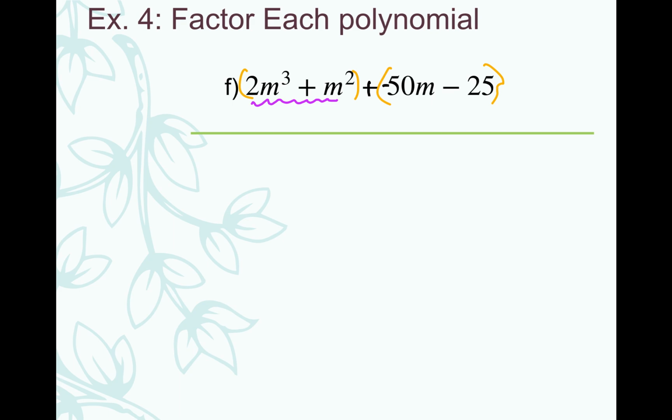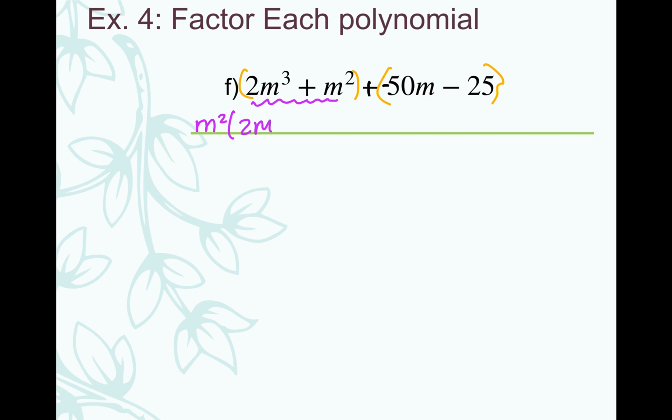Let's see, what can I factor out of both of these? What's the greatest common factor? Well, I noticed that they both have an m squared in them. I can factor out an m squared. So then I'm left with m squared times, well, if I factor out an m squared from 2m cubed, I'm left with just a 2m.